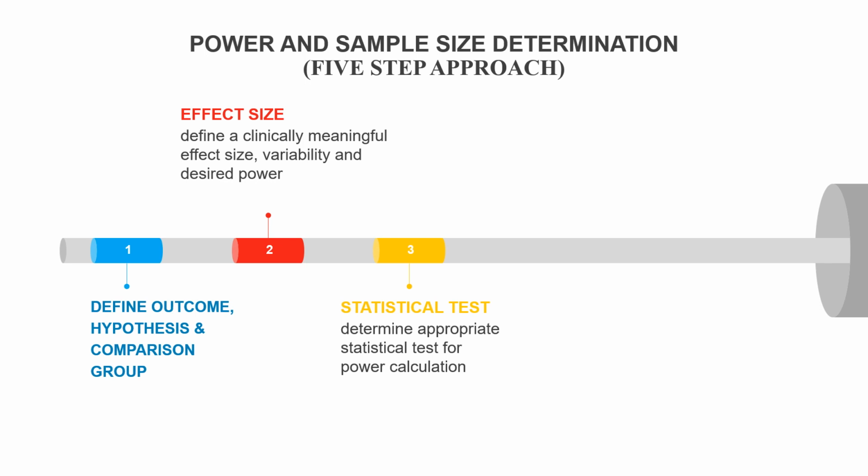So the third step is we need to determine the correct statistical test to use for the power calculation. And this again depends on the nature of the data, which can be either nominal, ordinal, or scale variable as discussed earlier. The statistical test that is appropriate is determined by the type of exposure and primary outcome variable.